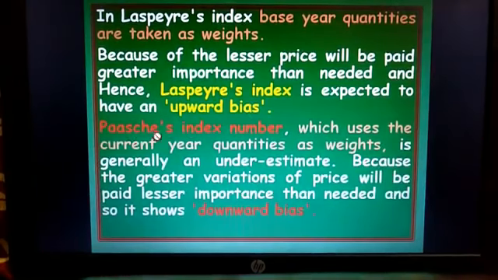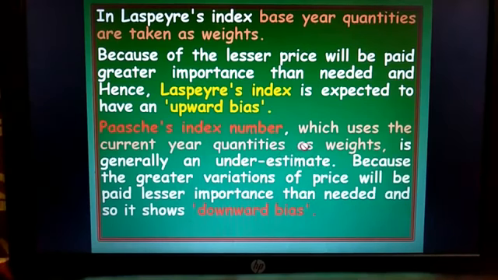Next, another index number we consider is Paasche's index number, which uses the current year quantities as the weights or the current year prices as the weights, as the case may be, whether a price index number or a quantity index number is being calculated. It generally gives an underestimate, because the greater variations of price will be paid lesser importance than needed, exactly opposite to what we considered in Laspeyres'.